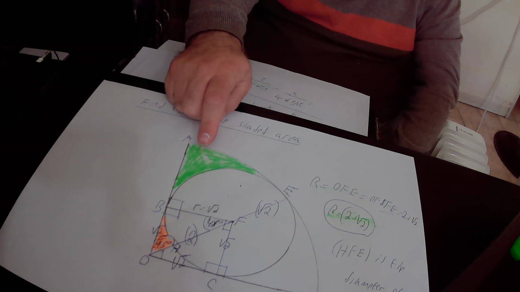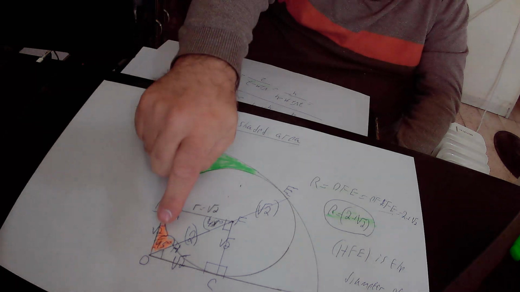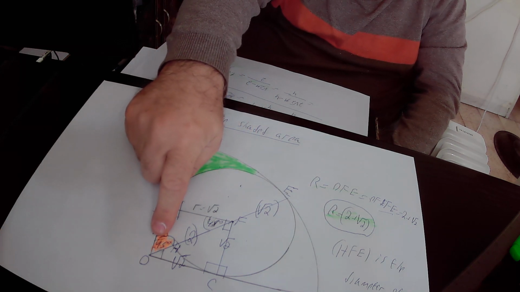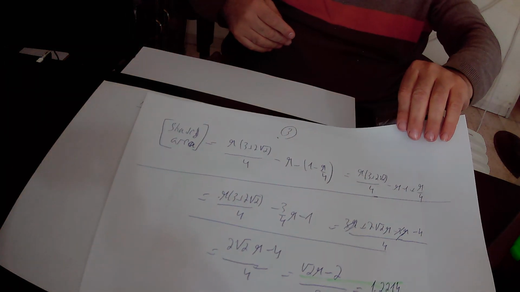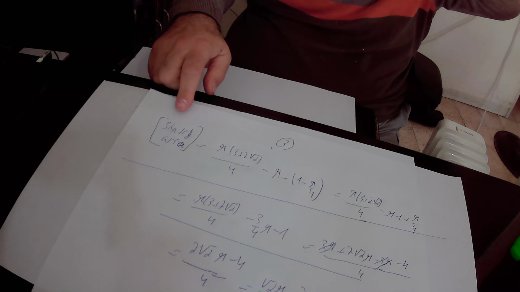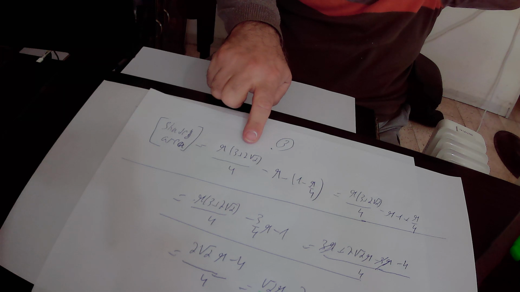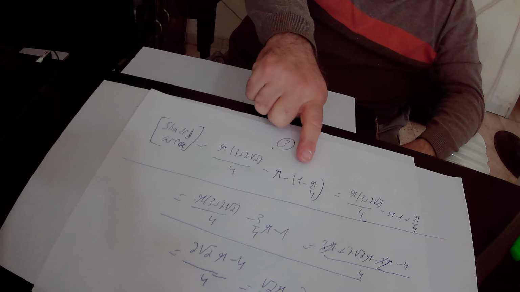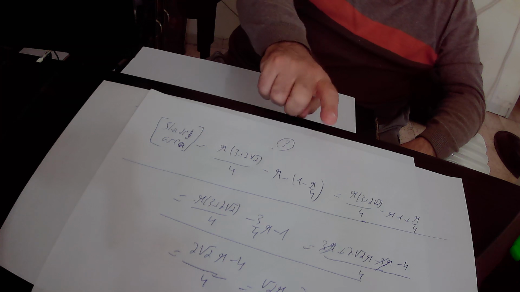And what is the size of this green shape? The size of this green shape equals the area of the big sector AOE minus the area of this semicircle minus the area of this orange shape. Repeat again. The value of the shaded area equals the area of sector AOE, that is equal to this expression, minus the area of the small semicircle, that is pi, minus the area of the orange shape, that is equal to 1 minus pi over 4 square units.